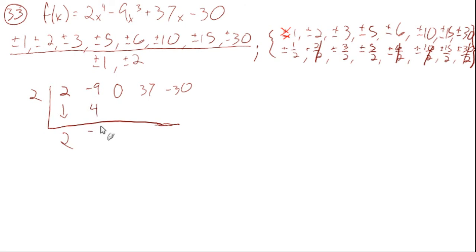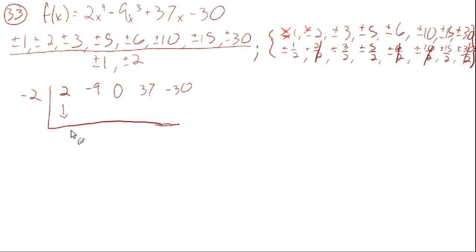4, negative 5, negative 10, negative 10, negative 20. 37 minus 20 is 17, and that's not going to work, right, because we want to get a 0 in the end. That would not have done it. So positive 2 is out.